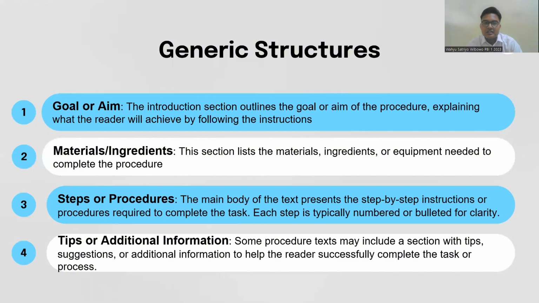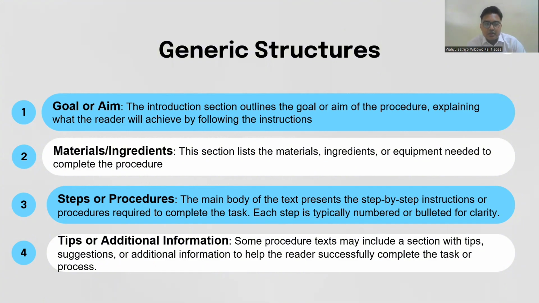Okay, next is the generic structures of procedure text. The one is goal or aim. It contains the introduction section that outlines the goal or aim of the procedure, explaining what the reader will achieve by following the instructions. And the second is the materials or ingredients. This section lists the materials, ingredients, or equipment needed to complete the procedure.